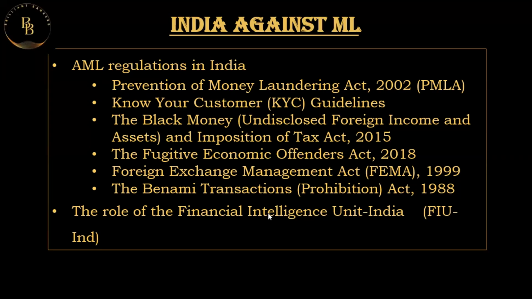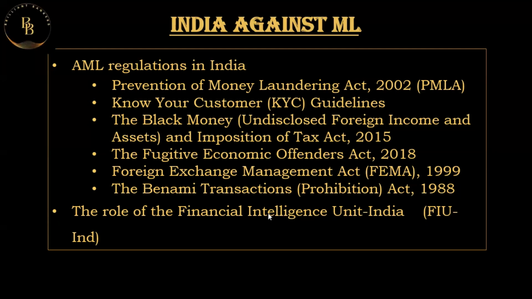The Fugitive Economic Offenders Act of 2018. This law was introduced to prevent economic offenders who flee the country to escape the law. It allows for confiscation of the assets of individuals who are declared as fugitive economic offenders, such as in high-profile cases like Vijay Mallya and Nirav Modi.